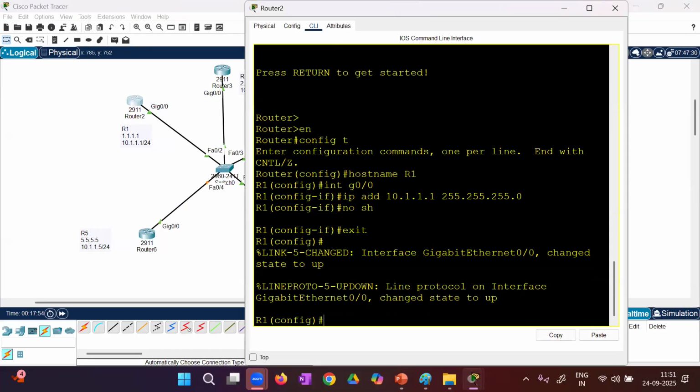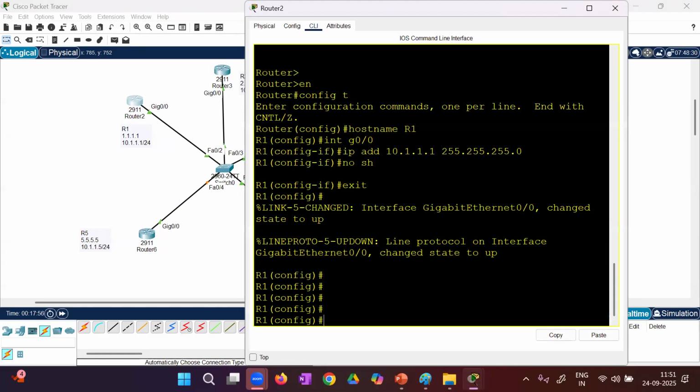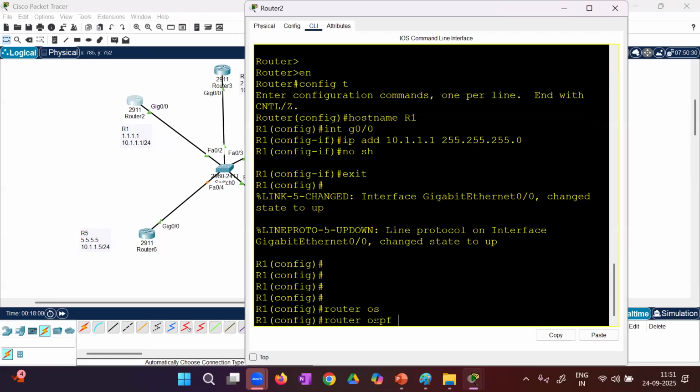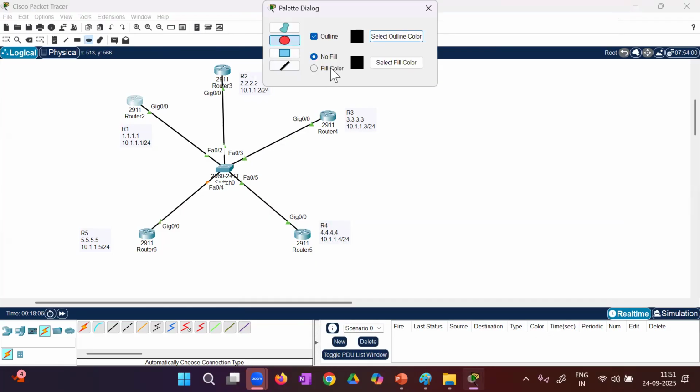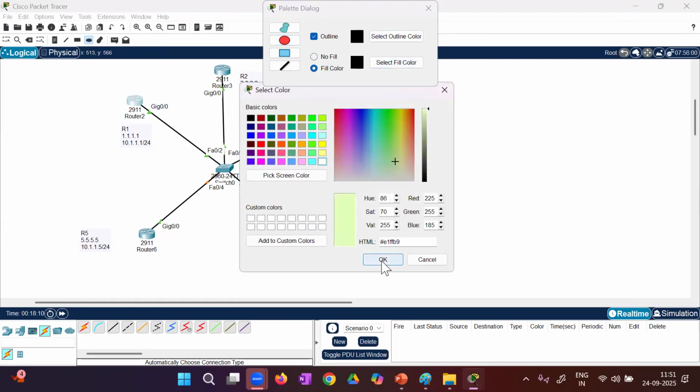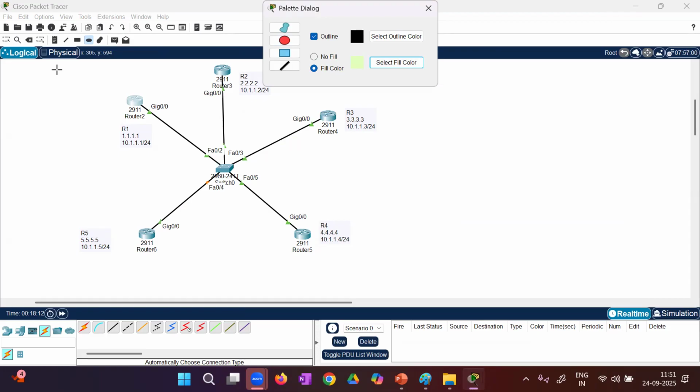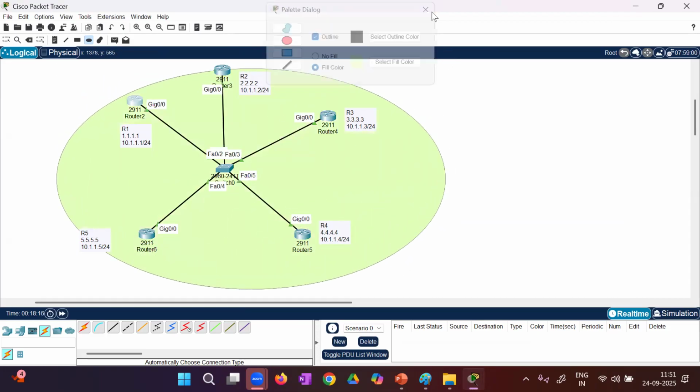Now come to this router and start configuring OSPF here. So what will we give? Router OSPF. You can consider that all these routers are part of a single common process ID and also a single area, let's say area 0. So all these routers belong to area 0, and the process ID we'll take as the same, 1.